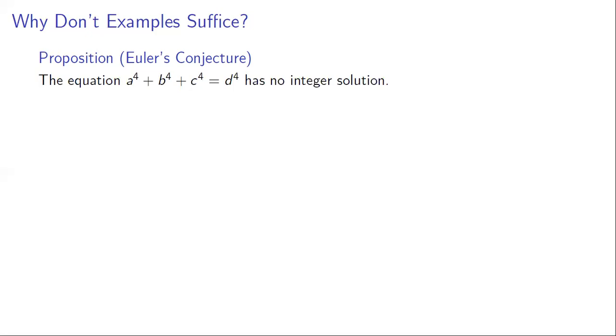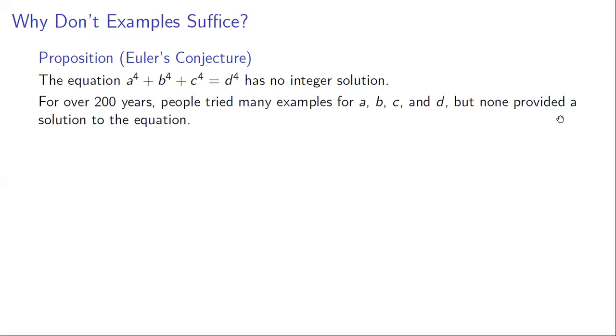His conjecture was that this has no integer solution, meaning there's no way to assign integers to a, b, c, and d to make this equation be true. Again, the question is, can we assign an integer to a, an integer to b, an integer to c, and an integer to d, to make this equation true? That's what we want to know. So Euler said, no, this has no integer solution.